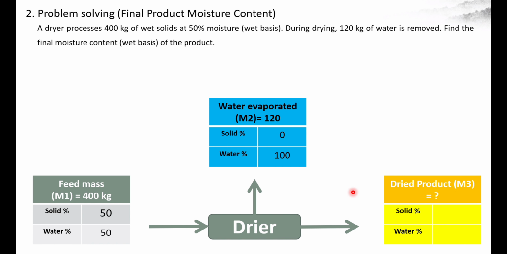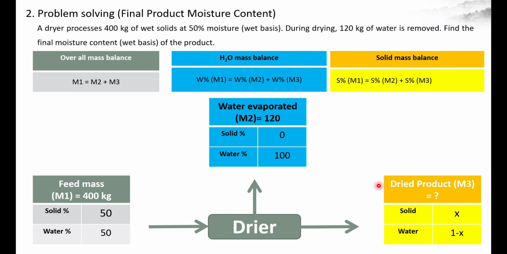Now we are asked to find the final moisture content, that is the percentage of water in the product, and also M3. Since both values are unknown to us, we say the solid percentage is x and the water percentage is 1 minus x. Now let's write the three equations: overall mass balance, water balance and solid balance. Overall mass balance: in the dryer, there is one input stream and two output streams, one is the water evaporated stream and the other is the dried product stream. So M1 is equal to M2 plus M3.